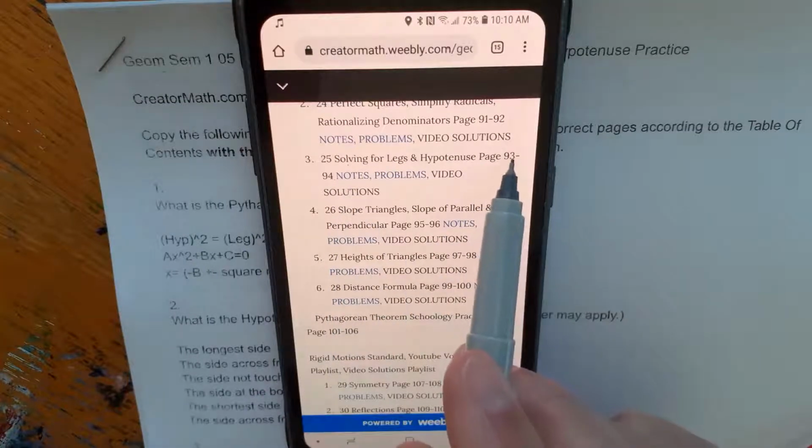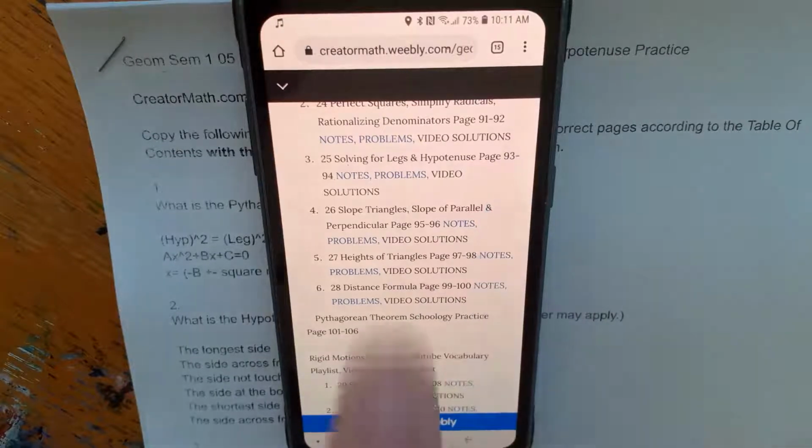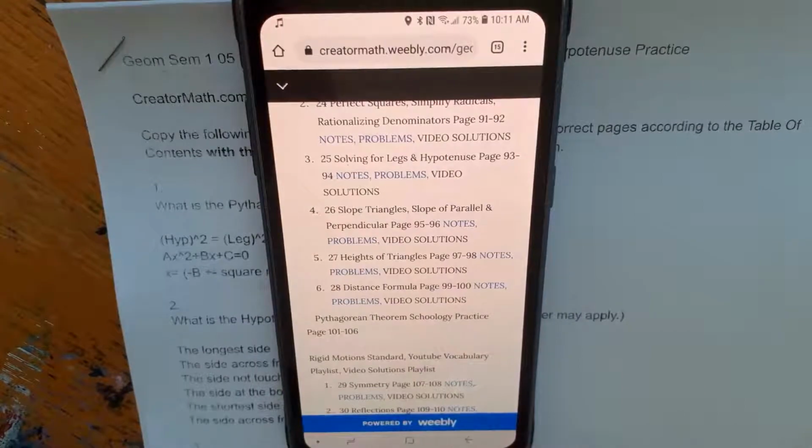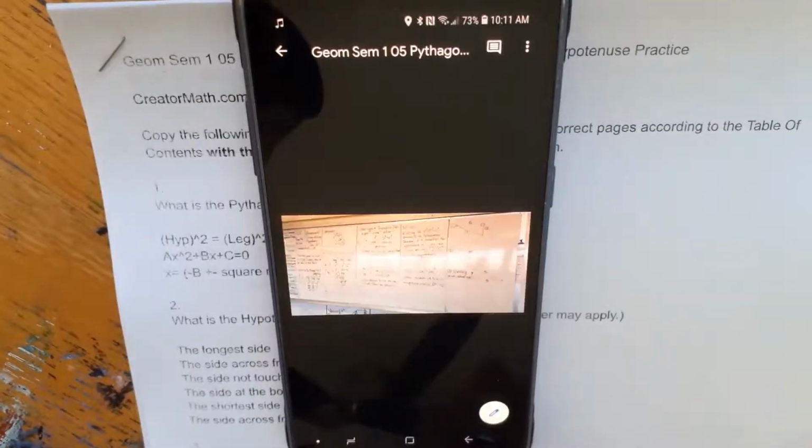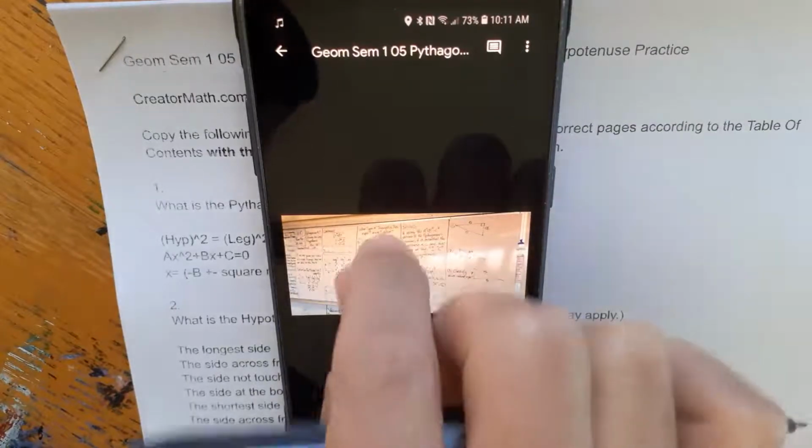Please don't take these page numbers on this video for what it really is. Look up the actual table of contents on the website at the time you're watching this. By the time you watch this, it probably will be different. We're going to click notes. Sometimes I have to click them twice for them to load from the website. There they go. It loaded the first time.